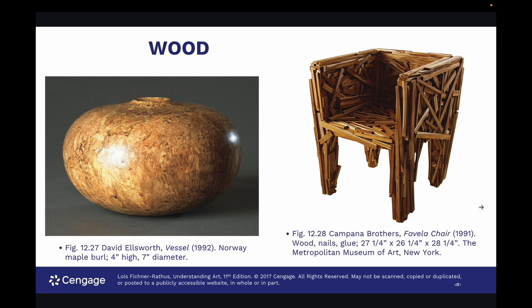And another David Ellsworth vessel that you can see has been highly polished. So it contrasts well with the chair that you see on the right-hand side, where we have the vessel highly polished, a very smooth surface of wood, versus the chair, which shows off the texture of wood and the idea of all the individual little pieces coming together, being constructed into a chair form.